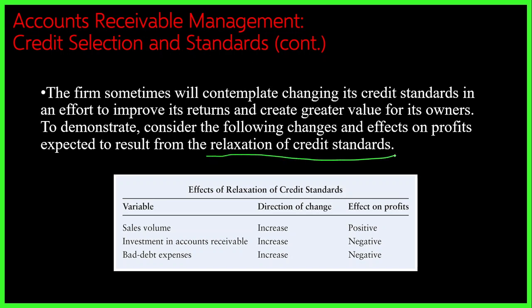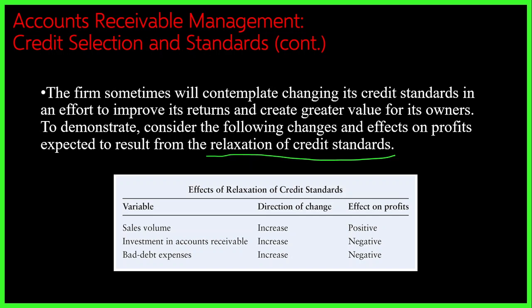Take note, I just want to emphasize, we're talking about relaxation of credit standards. Dalawa kasi pwedeng mangyari. You can relax or you can tighten your credit standards. 3 basic elements. You have your sales volume, your investment in AR, and then you have your bad debts expense. From there you can now conduct your cost benefit analysis if you're going to relax or if you're going to tighten the credit standards.